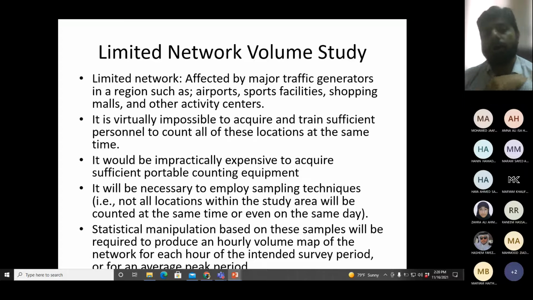Okay, so if you try to observe traffic for the entire study period on all segments and intersections, you will need a lot of time and resources and money. So doing a full-fledged limited network study is not possible. It's impractical. If you do it manually, or even if you do it through sensors and detectors, it will take a lot of time and resources. So we don't do it.